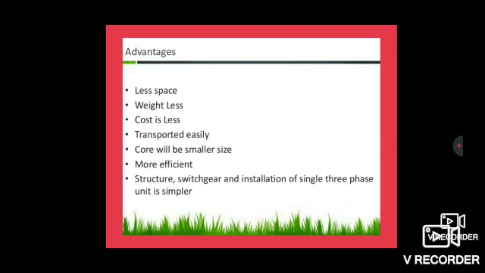The advantages of three-phase transformers are less space, less weight, lower cost, easy transport, smaller core size, more efficiency, and simpler structure, switchgear and installation of a single three-phase unit.